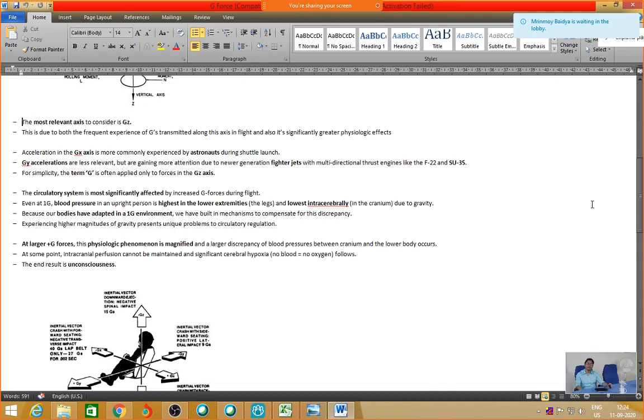That means the brain, which is already getting lower blood pressure with respect to the legs, will be further compromised, will be getting a lesser amount of blood flow in the intracranial perfusion. So if these G forces are increasing, the body is stressed out and the compensatory mechanism will fail, and the person may go into a transient phase of unconsciousness. How this unconsciousness occurs and what the grades are, we'll discuss in the next slide.